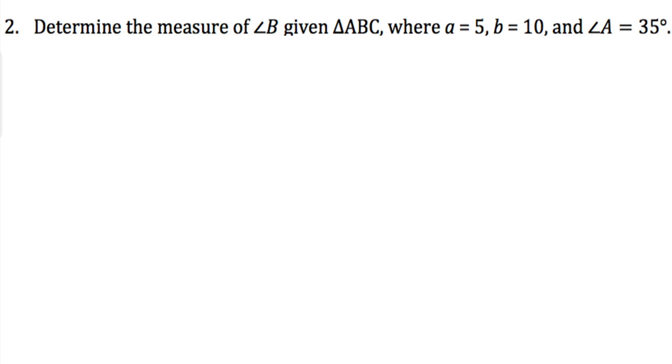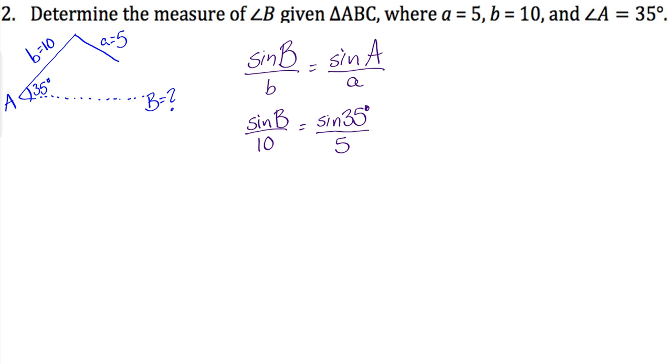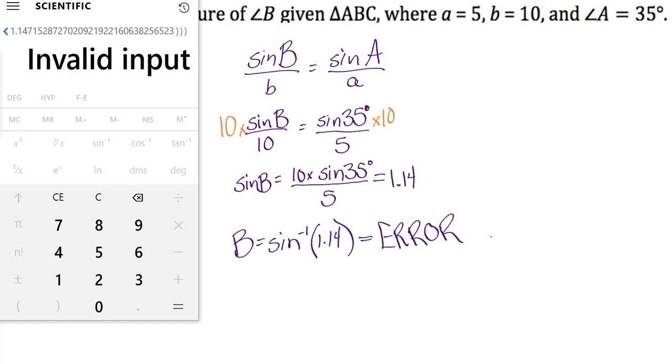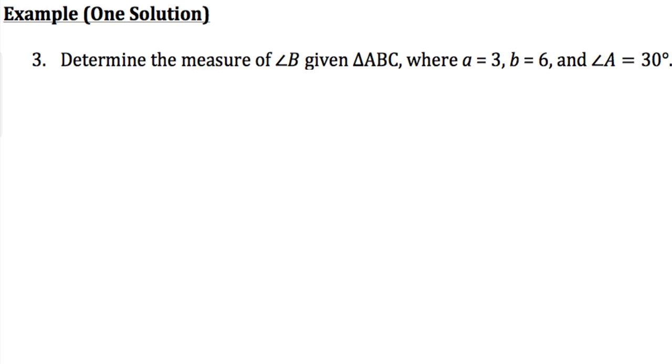Go ahead and pause the video, do the work, and I'm going to do one of those quick step-throughs to finish this example off. So we should end up with no triangle possible. You could have stopped at this point here and just made a statement, sine theta, or B, I guess, bigger than 1, and then made the same conclusion that no triangles were possible.